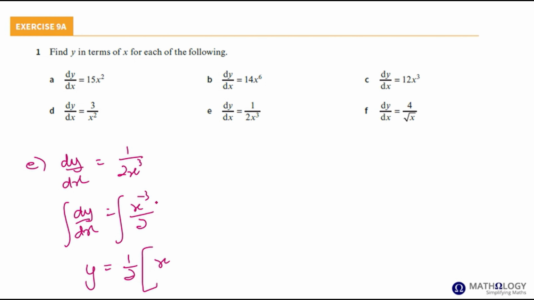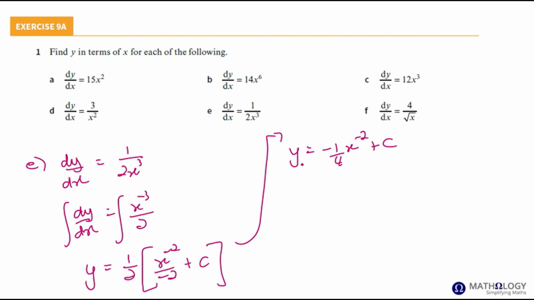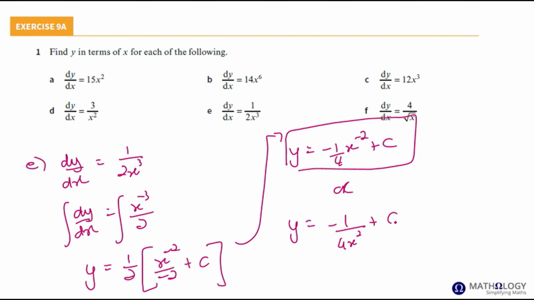x to the minus 3 plus 1, x to the minus 2, divide by minus 2, and add the constant of integration. So y equals minus a quarter, x to the minus 2 plus c. When written in a better form, that's minus 1 over 4x squared plus c. Again, we're going to check the integration.